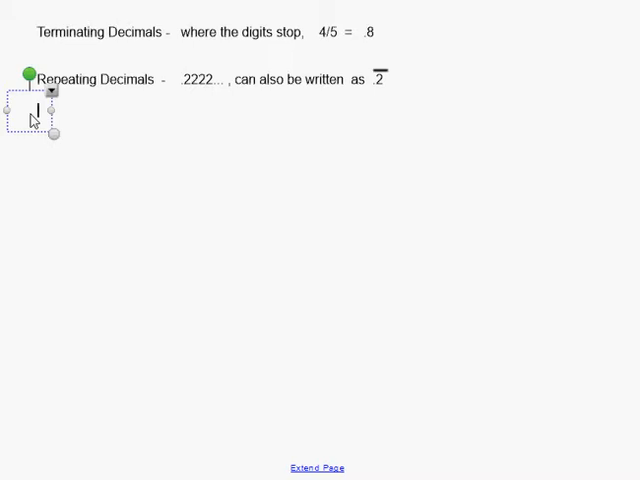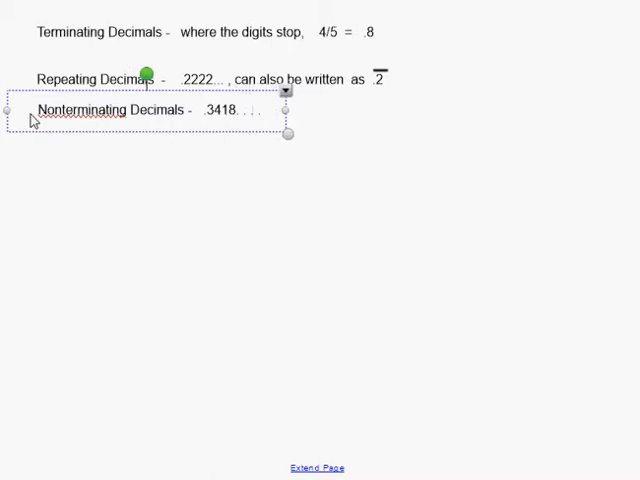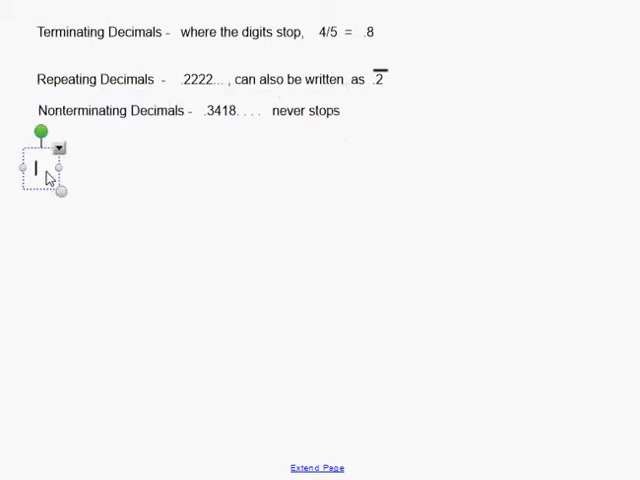And then we have the non-terminating decimals. Those can also be repeating decimals, but they can also be where there is no pattern to them. So this never stops, for a non-terminating decimal.